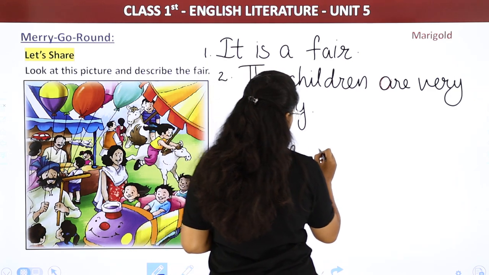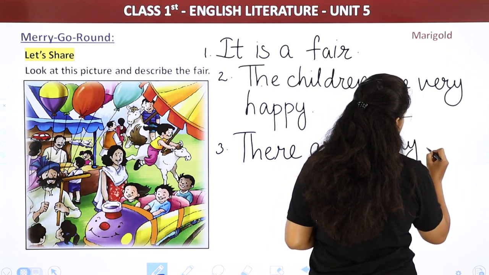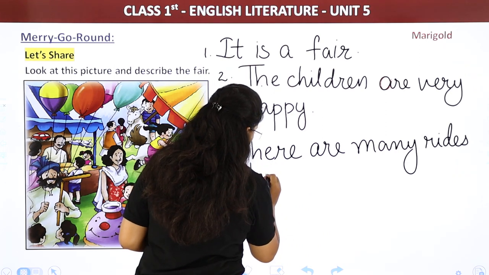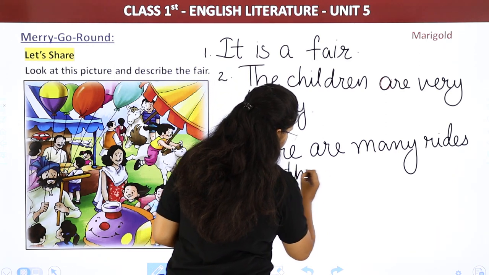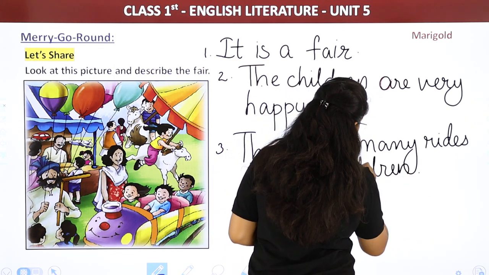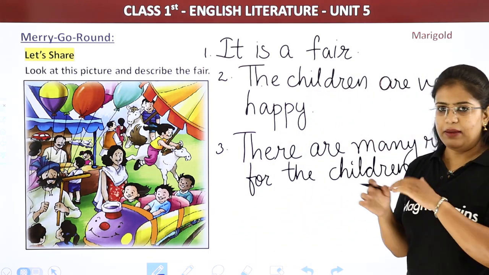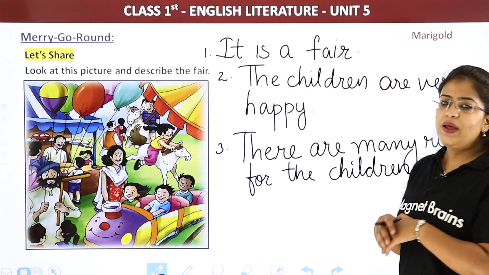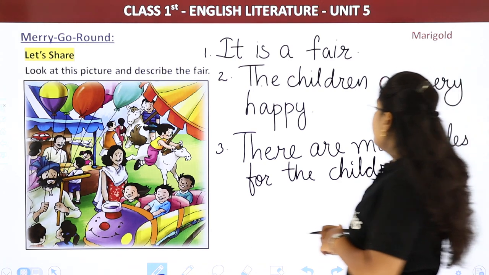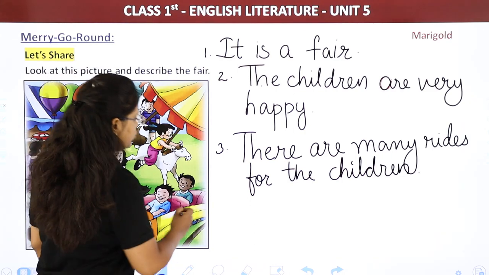There are many rides for the children. Matlab, bahut sare jhule hain, theek hai? So, first is, it is a fair, ye ek mela hai. The children are very happy, bachche bahut khush hain. There are many rides for the children. Bachchon ke liye bahut sare rides hain, bahut sare jhule hain.